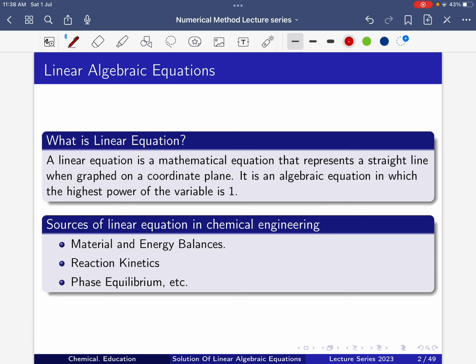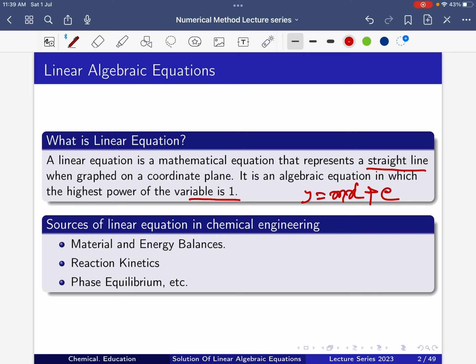A linear equation is a mathematical equation that represents a straight line when graphed on a coordinate plane. It is an algebraic equation in which the highest power of the variable is 1. Suppose the linear equation is like y = mx + c. Now what will be the power of x here? That power is 1. So that actually represents a straight line equation.